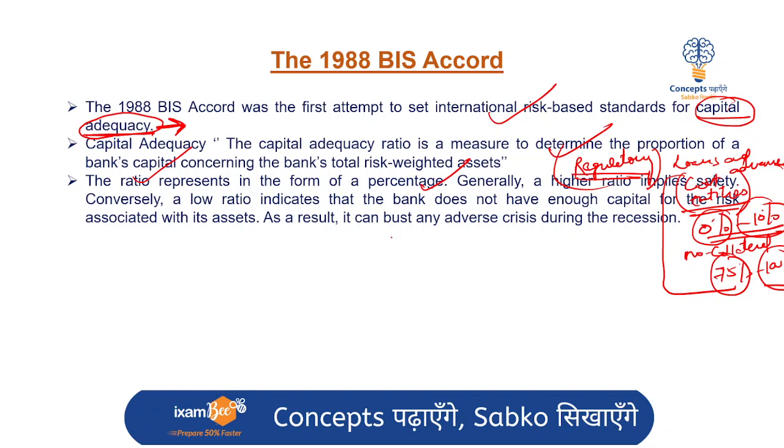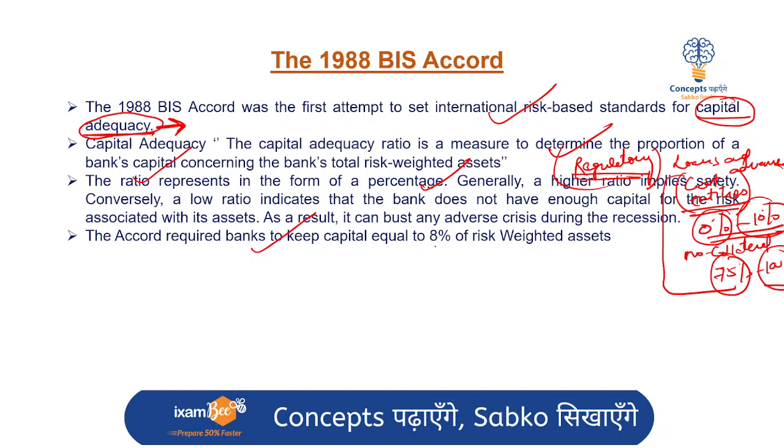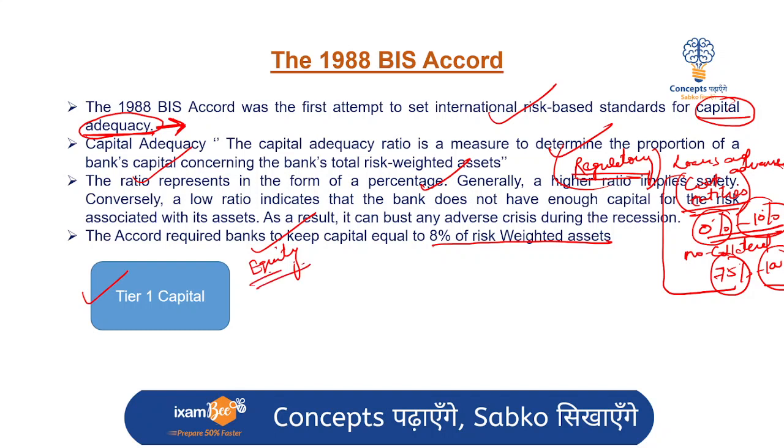So generally it is considered that the higher the ratio, the better the bank is placed in terms of safety, and the lower it is, the lower the capability of a bank to withstand any kind of risk during a crisis. So the Basel I Accord required banks to keep capital equal to 8% of the risk weighted assets. Mainly it consisted of components like tier 1 capital, which is the core capital, and it comprises only those components, mainly equity, which have the highest loss absorbing capacity.